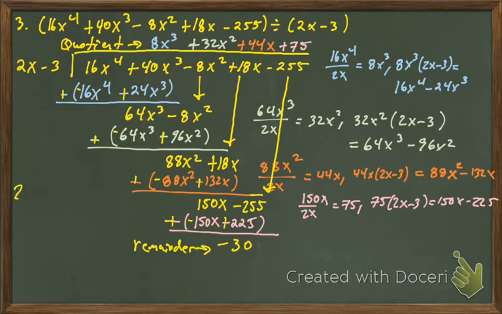Because our remainder is not 0, we can say that 2x minus 3 is not a factor. It does not divide in evenly. So it will only be a factor if it divides in evenly. Okay? And so those are two examples of long division.